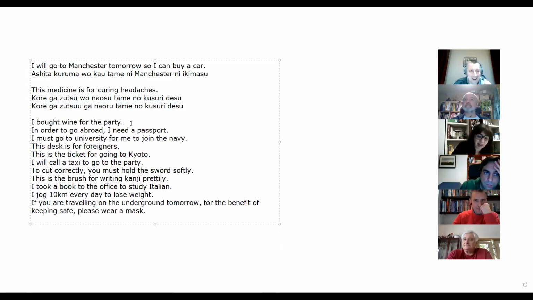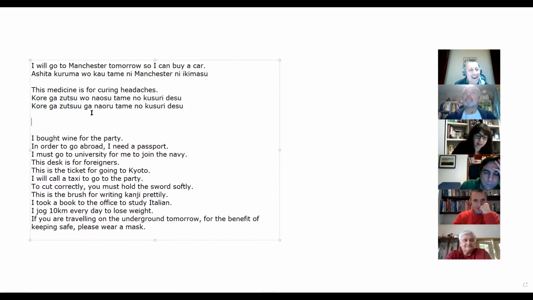Since we have the time, I'm going to try another one. Could we also use the i adjective to say get better? Yep. Headache, get better? Yep, let's do it. Especially for reading and speaking practice, tell me the sentence as you think you should do it. The whole sentence. So, this medicine, in Japanese.